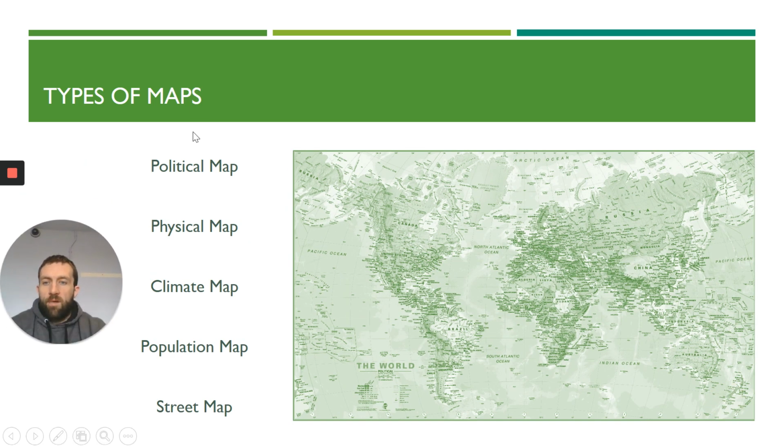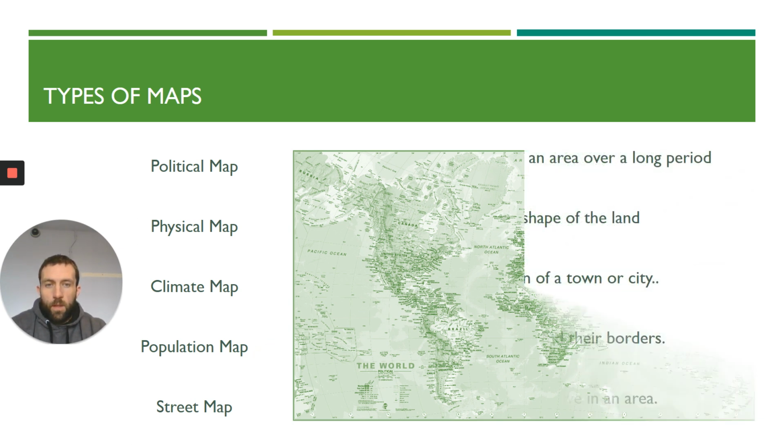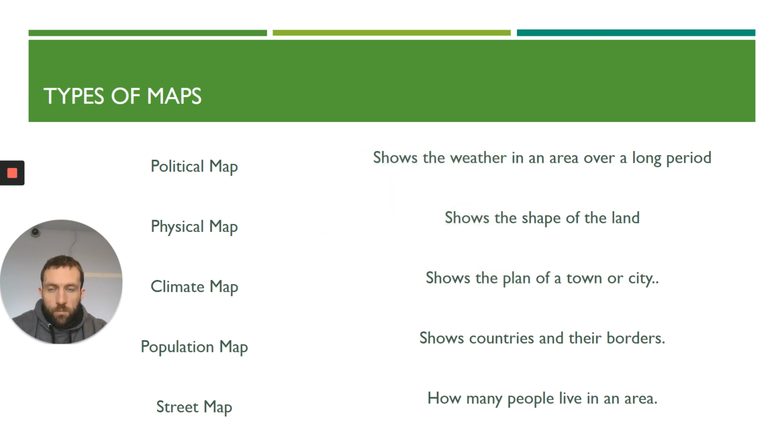Alright, here are the 5 main types of maps. How many did you get? Then we're going to look at the definitions of these. I want you to try and match up what a political map is, what a physical map is, with the definitions here. Then we'll go over answers. So pause the video, have a go at that task, restart the video, and then we will go over it.